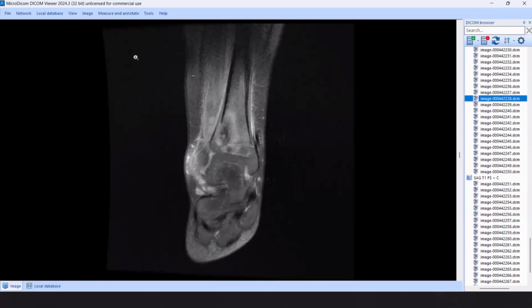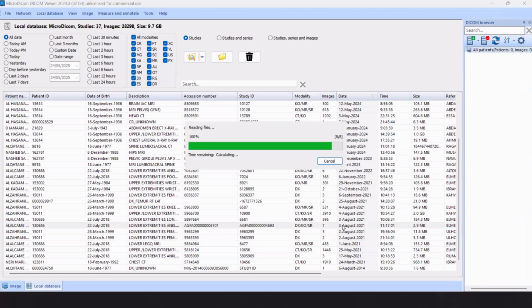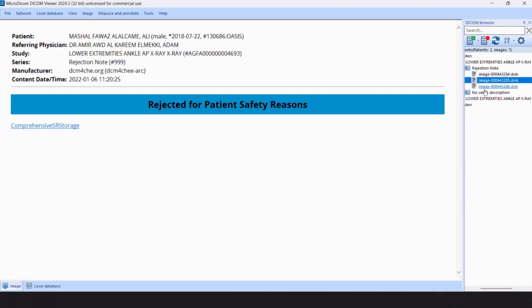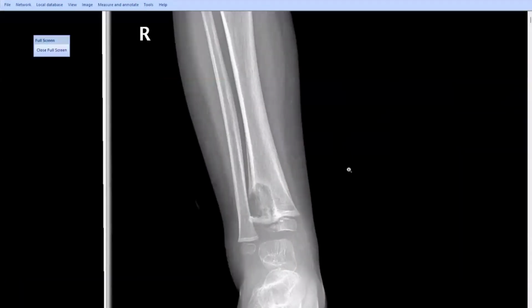Okay, so let's review also the X-ray at that time. Yeah. Can you describe for me, please, this lytic lesion? This is a patient we did an X-ray for, I think 2 months after the initial X-ray. Can you describe with me this case?